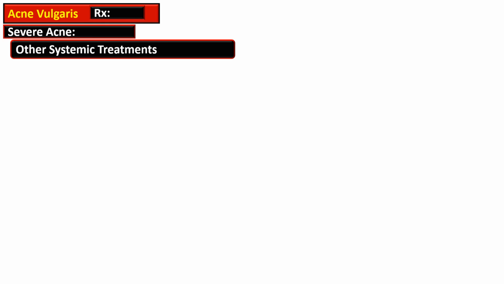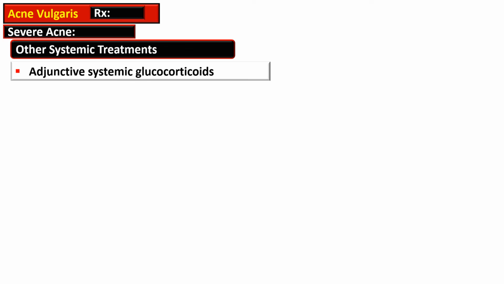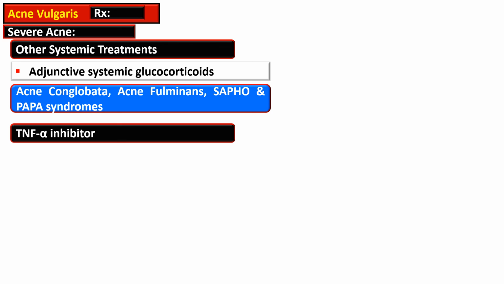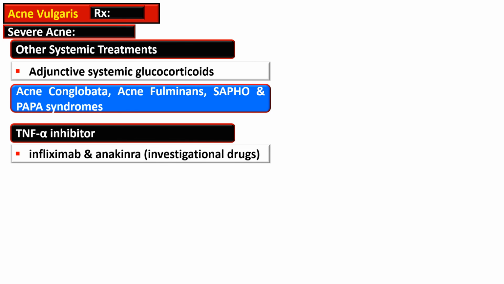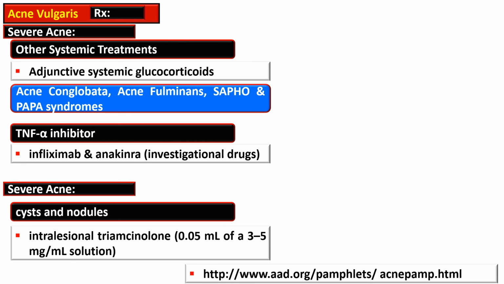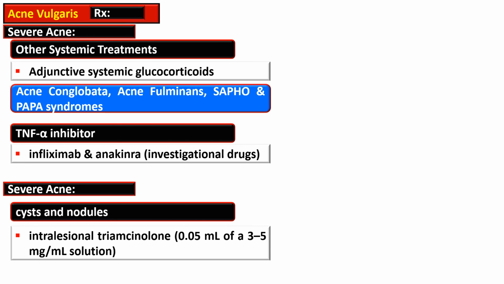Other systemic treatments that are available for severe acne are adjunctive systemic glucocorticoids that are given in acne conglobata, acne fulminans, SAPHO, and PAPA syndrome. TNF alpha inhibitors such as infliximab and anakinra are under investigation. The cyst and nodule of the severe acne can be treated by intralesional triamcinolone injections, and 0.05 ml of a 3 to 5 mg per ml solution is used.